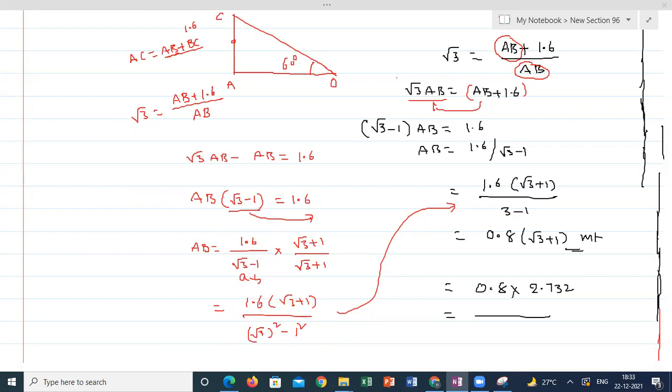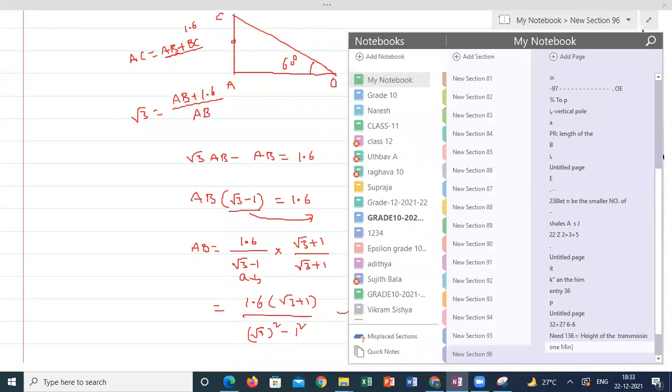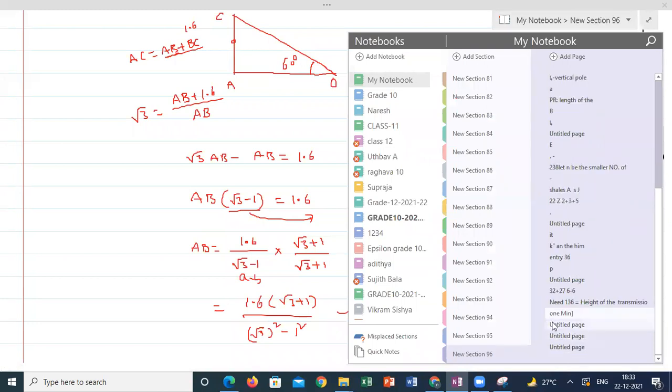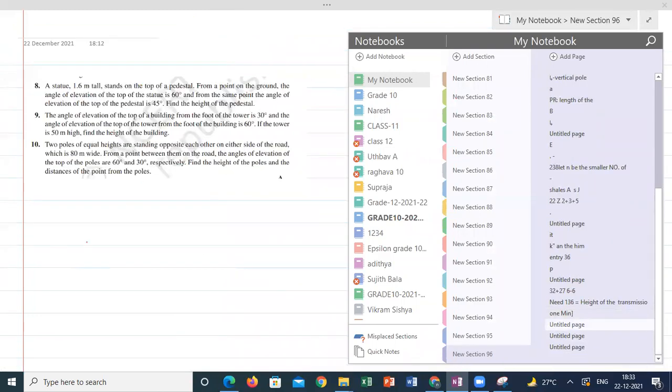Next question. When it comes to the next question, I already told you it is not part of the syllabus because it contains two right angle triangles. After depicting the diagram, I will show you how it will come.